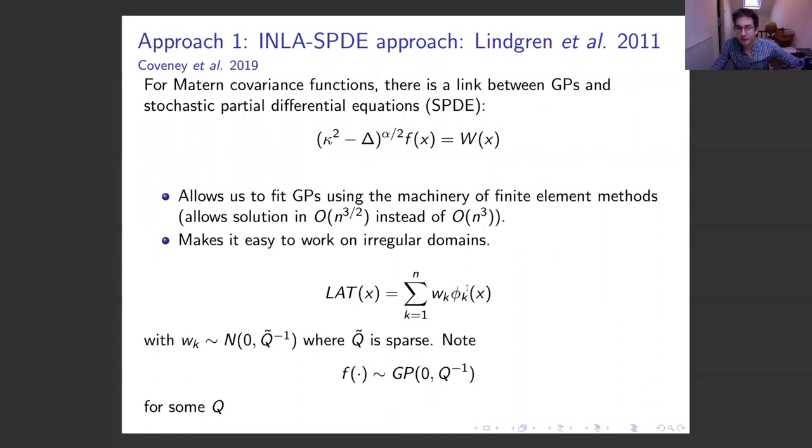Okay. So again, this detail doesn't really matter here, but we can write down the process as a sum of basis functions, and the finite element machinery is going to tell us how to infer these W's, the coefficients, and it will efficiently give us the posterior distribution of our interpolated surface. Sorry, I've mixed up F and lat here, haven't I? That should be the lat and F are the same thing.